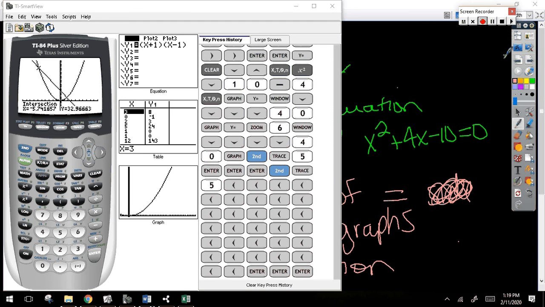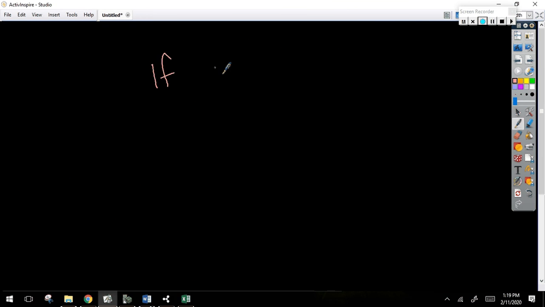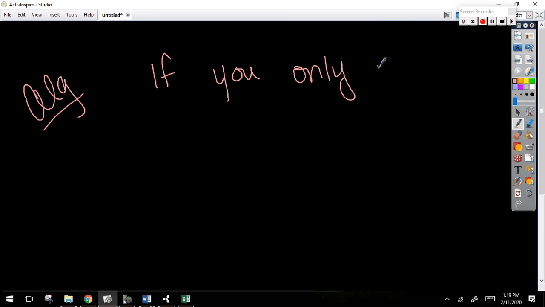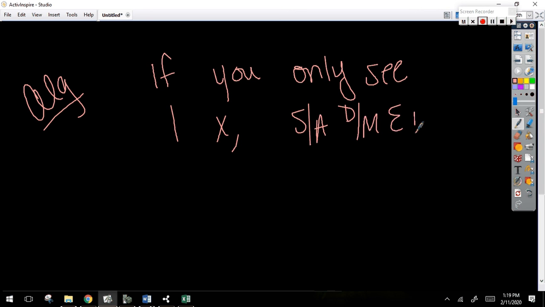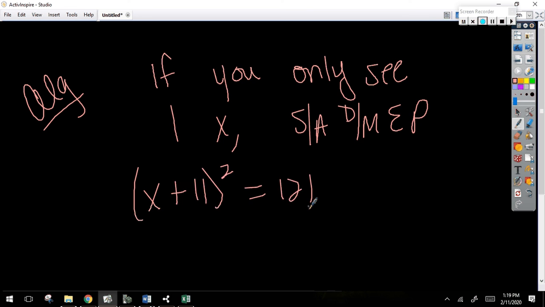Remember, when you're doing it algebraically, if you only see one X, do SADMAP. Like number 30 in your homework looks like this: x plus 11 squared equals 121. Don't FOIL that out. What could you do first? Take the square root and then subtract 11. Don't start trying to do more than what you have to do. It's because I only see X in this whole equation one time right here. That tells me I can just backwards PEMDAS and solve.